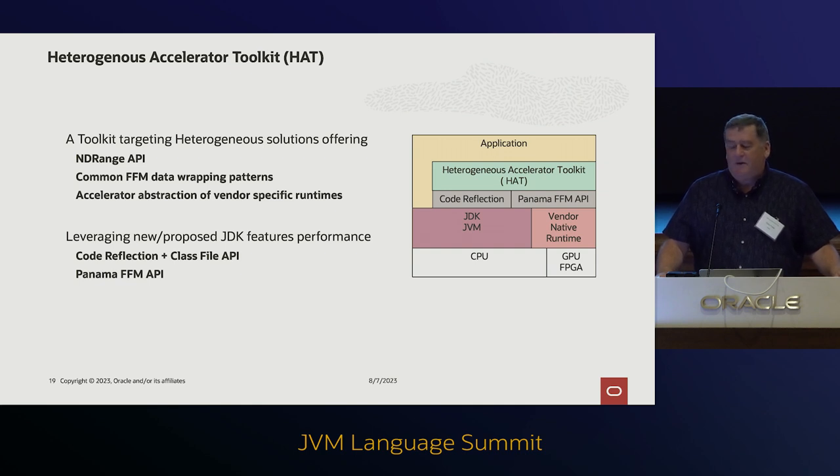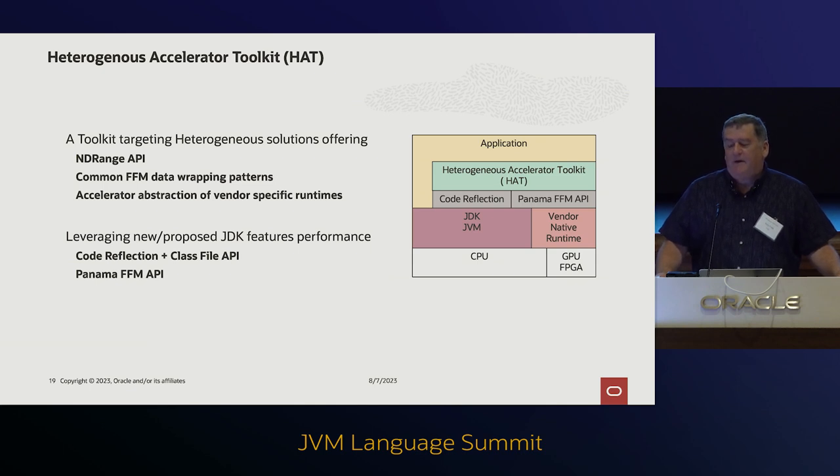An application gets written on top of this HAT, which is itself sitting on top of code reflection and Panama, but sitting on the VM. And they're targeting a GPU and a CPU or an FPGA or whatever your accelerator of the day is. And all that this HAT really has to bring out is an ND range, a real ND range API, very similar to the Tornado one, but with some tweaks.